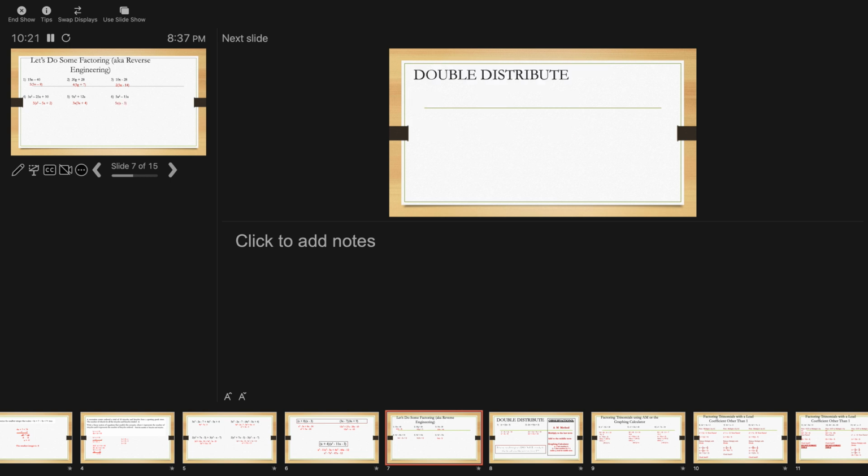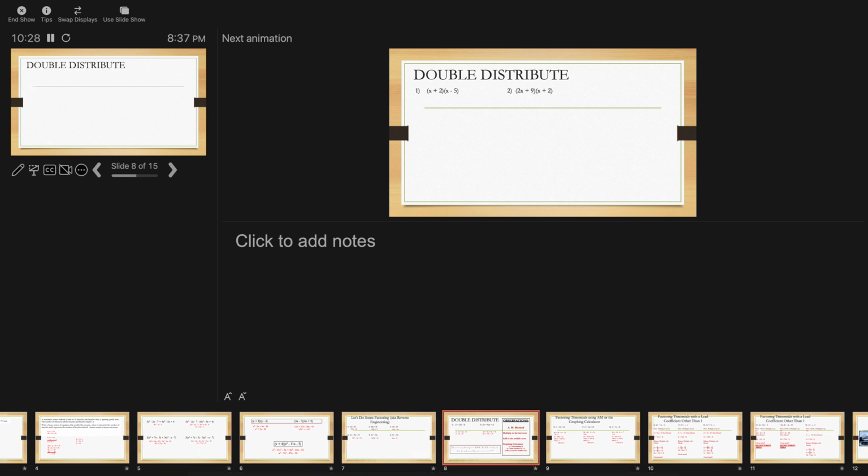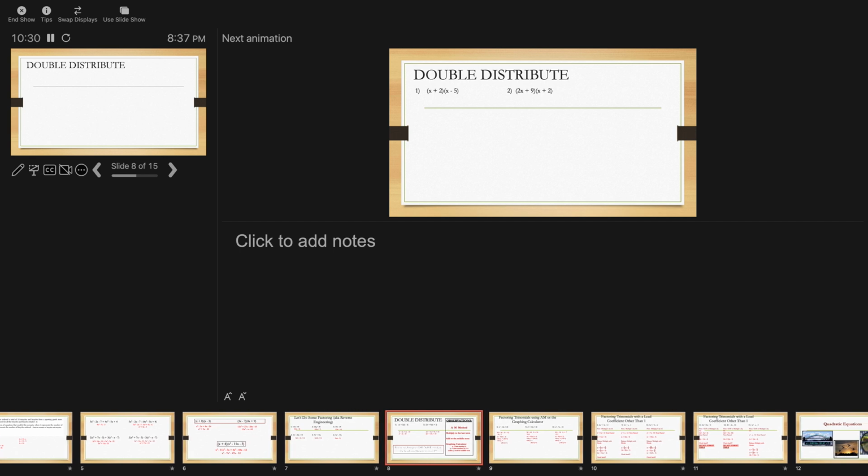All right, so there's some reverse engineering for you. It's a little basic, kind of like getting stretched out here before we hit the big stuff. And then a little bit of double distribute practice to review before we do a little trinomial factoring. Okay, try those two.